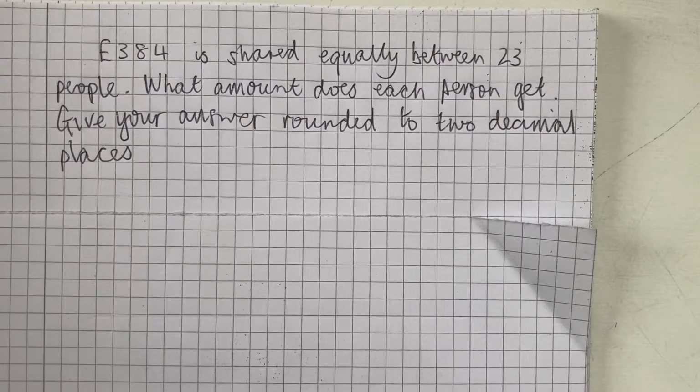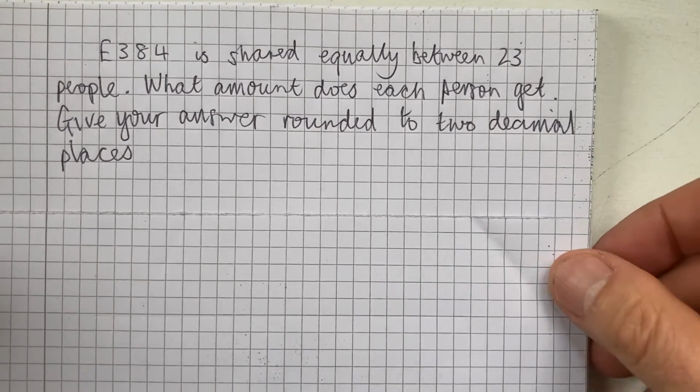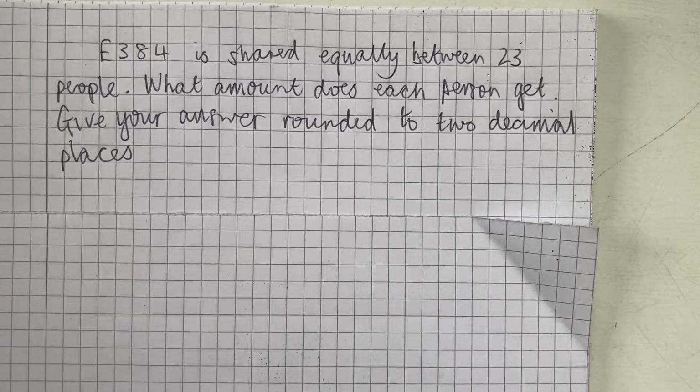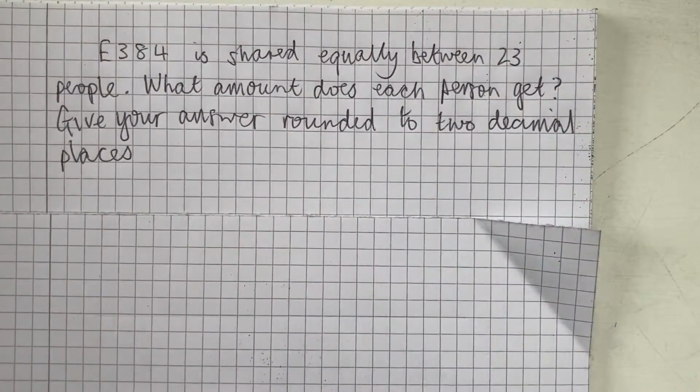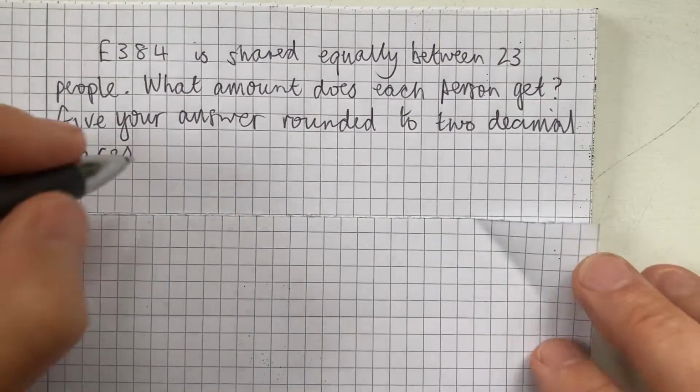Hi, in this video I'm going to talk you through long division with rounding. So we've got a question: £384 is divided equally between 23 people. What amount does each person get? Give your answer rounded to 2 decimal places.